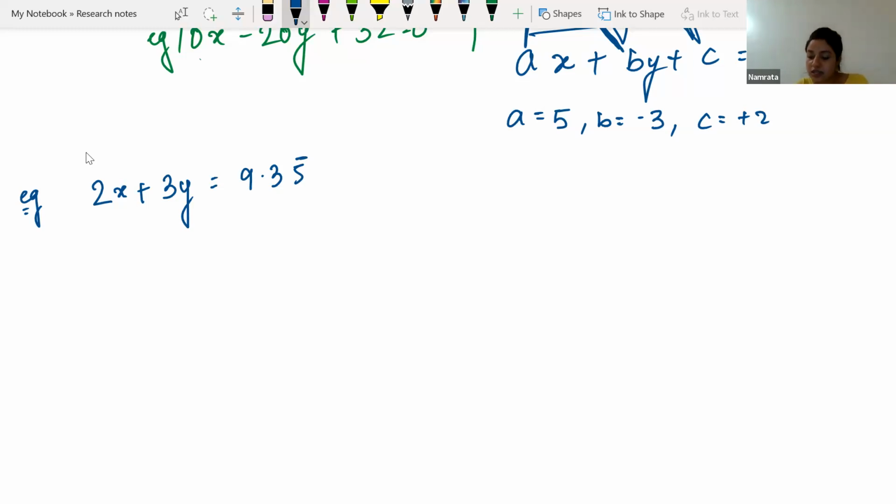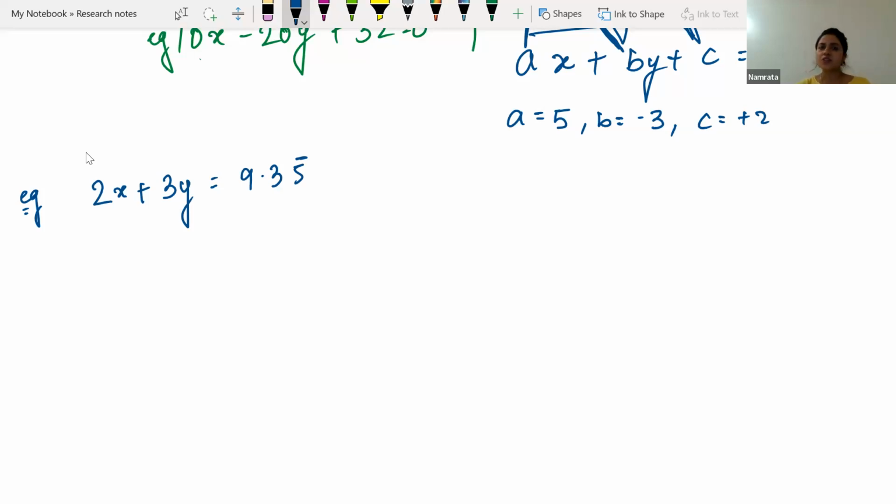And what does the instruction say? The instruction says: express the following linear equation in the form ax + by + c = 0. Again, I repeat, express the given linear equation in two variables in the form ax + by + c = 0. So express this one in the form ax + by + c = 0.